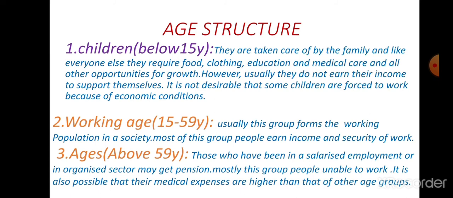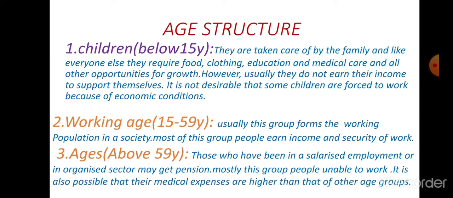Next, age structure. The census was taken according to the age structure. Let's see the children below 15 years, working age 15 to 59 years, and the ages above 59 years. Let's see the children below 15 years. They are taken care of by the family and like everyone else they require food, clothing, education and medical care and all other opportunities for growth. However, usually they do not earn an income to support themselves.